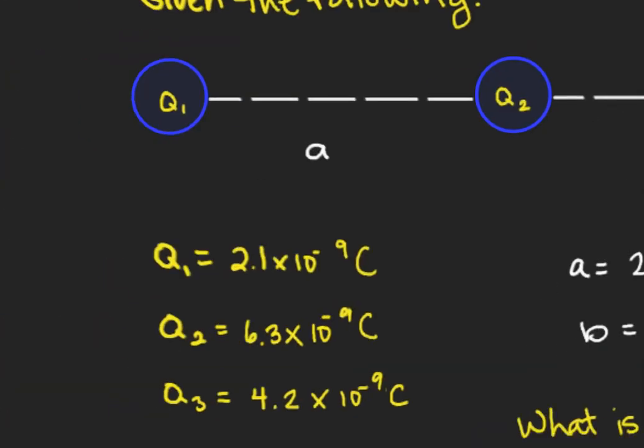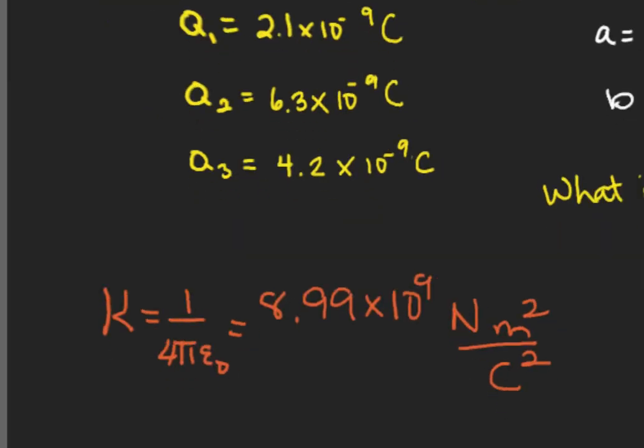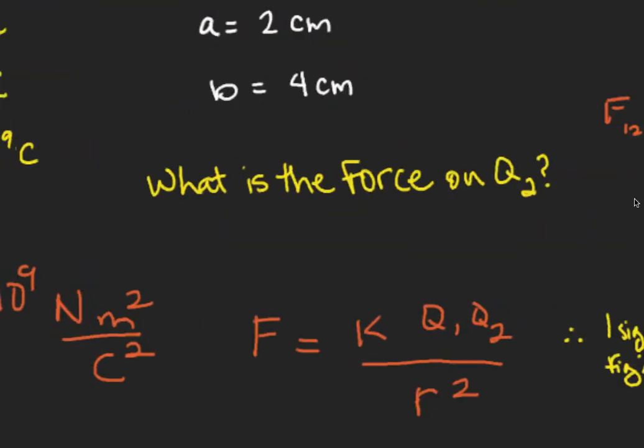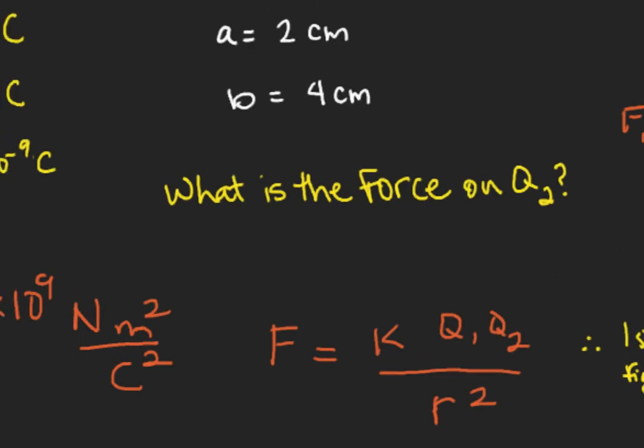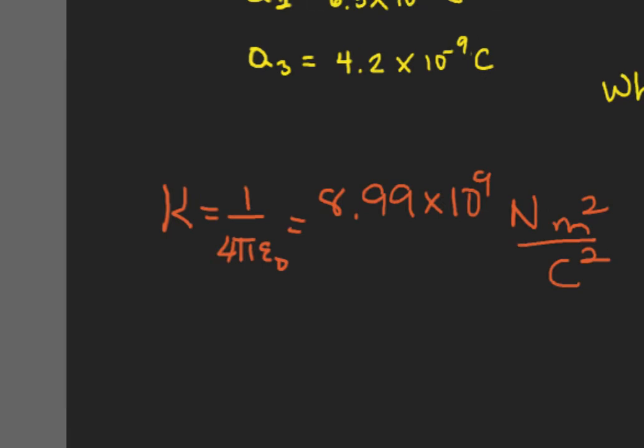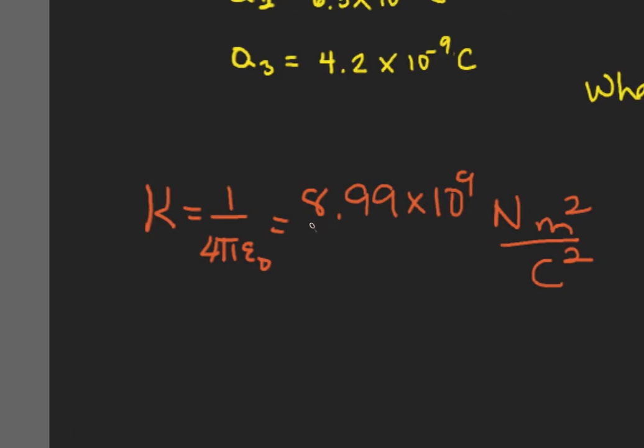So all we've got to do is apply Coulomb's law. Remember, force is proportional to the product of the charges and inversely proportional to the distance between the charges squared, where K is Coulomb's constant, 1 over 4 pi times the permittivity constant, which gives you 8.99 times 10 to the 9th newton meters squared over coulomb squared.